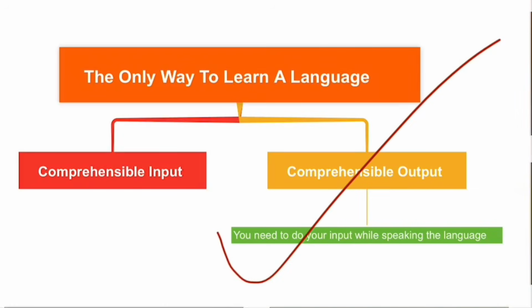And also, you need to do the comprehensible input by constantly speaking English. So that means you need to do comprehensible output. What does that mean? The minute you try to speak the language or use the language, you force yourself to understand the language. At least try to get a sense of it.